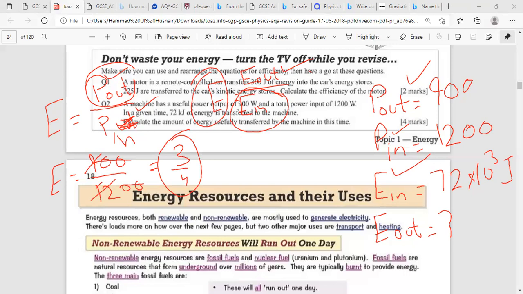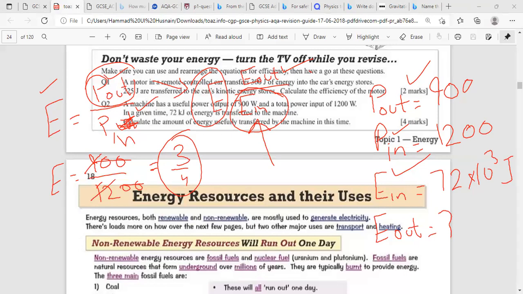Did you get my point? Okay. So we do 900 divided by 1200 to get the efficiency. First we find out the efficiency, and then we plug in the value of efficiency and input energy in the second formula in order to find out the output energy.